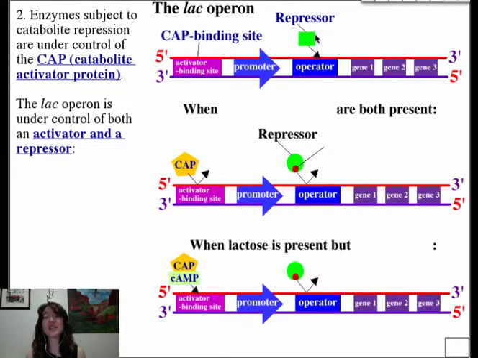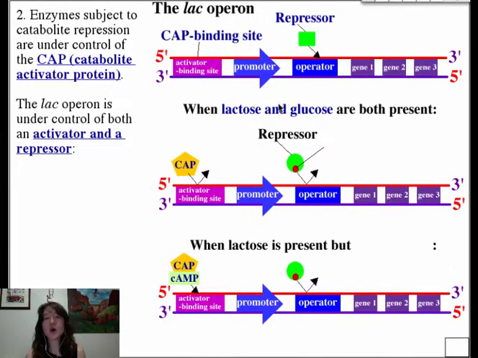So under conditions where lactose is absent, the repressor binds. Under conditions where glucose is absent, the activator binds. So in order to see full expression of genes 1, 2, and 3, we know that two things must be true. First, lactose must be present, inducing the repressor, keeping it from binding. But we also know that glucose must be absent, allowing the cyclic AMP to be high and allowing CAP to bind to the activator.